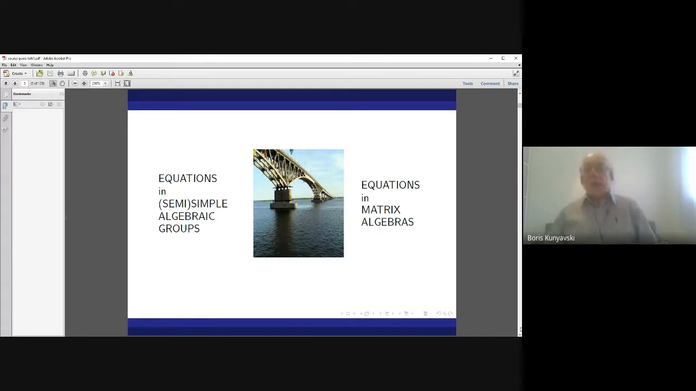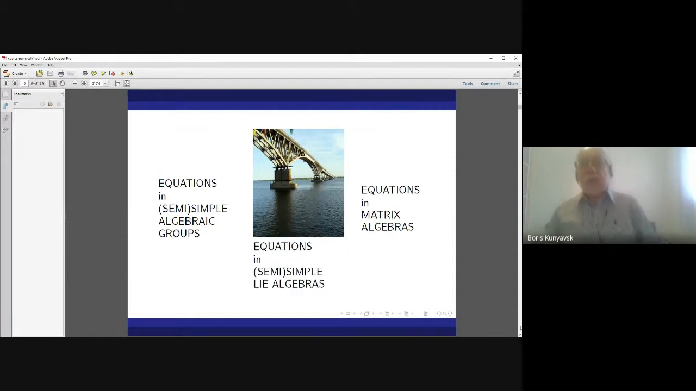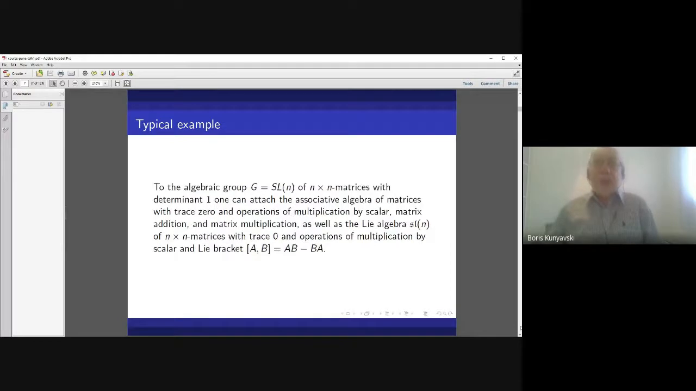I will restrict my attention to equations in simple or semi-simple algebraic groups. And on the other side of the bridge, I will look at equations in matrix algebras. And also there is a related third side of the bridge. The Lie algebra structure is also important, so I will also talk about equations in semi-simple Lie algebras. So let me start with a typical example.